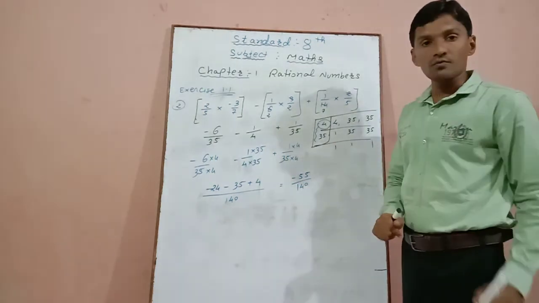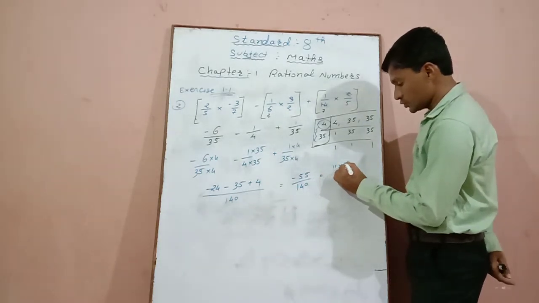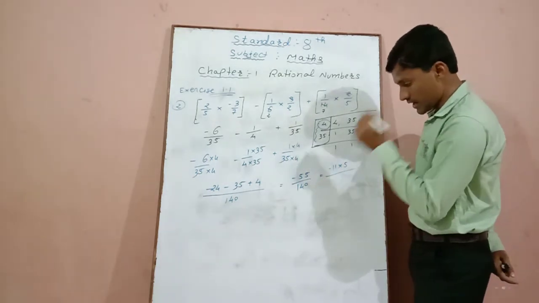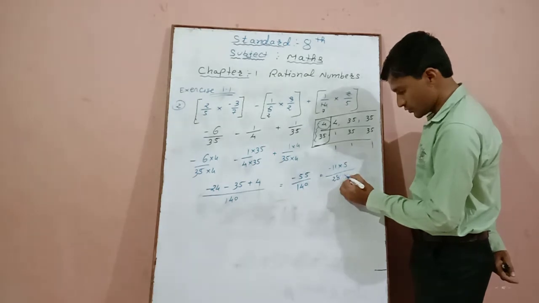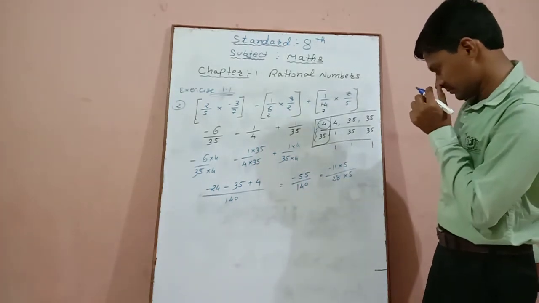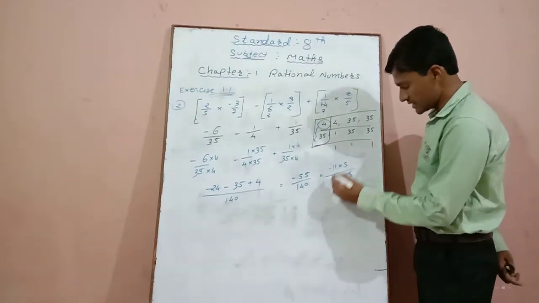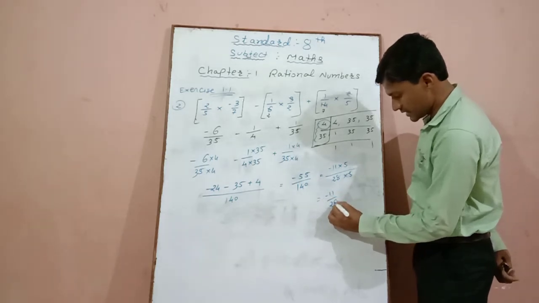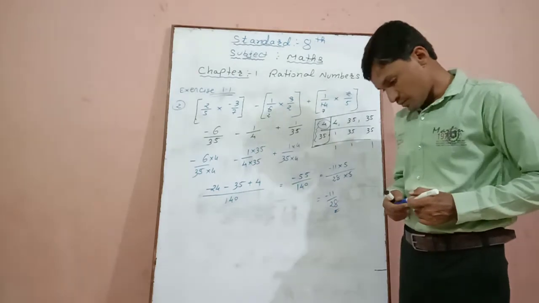These two have a common factor of 5. Common factor of 5 means 11 into 5, 55. And here divide by 5: 5 2s are 10 and 5 8s are 40, 28 into 5. Okay, now 5 5 will cancel. So answer will be minus 11 divided by 28. This is the answer of sub question number 2.